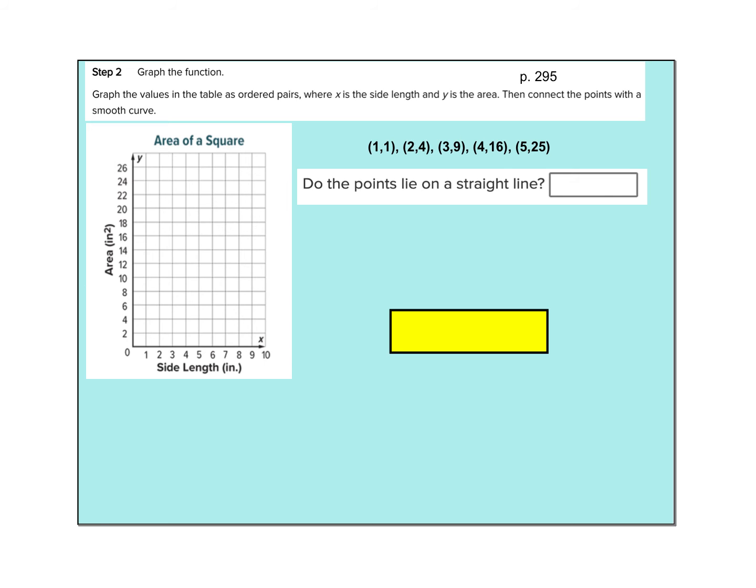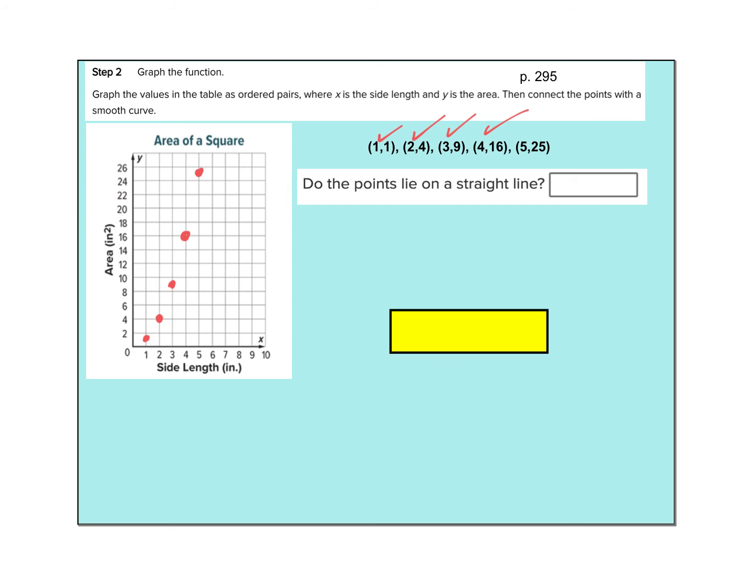All right, so a square with a side length of 1 has an area of 1. So 1 comma 1 would be right there. That was in the table. 2 comma 4. A square with a side length of 2 has an area of 4. 3 comma 9 would be up there. 4 gave me 16. And 5 gave me 25 way up here.